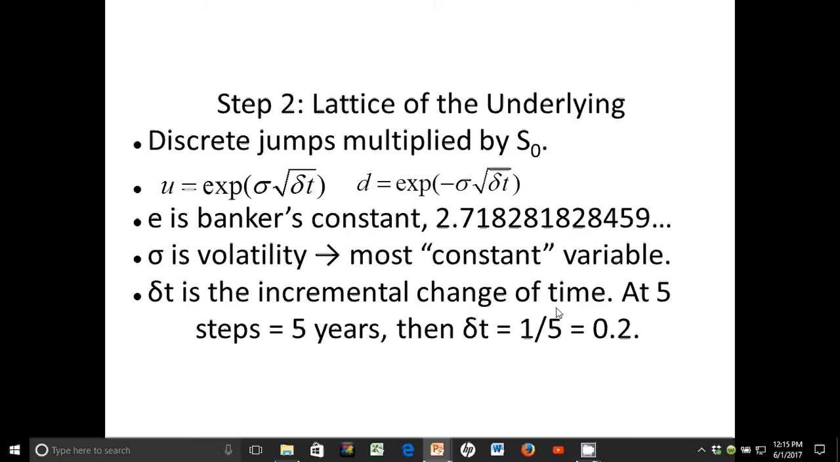The formulas for the up jump and the down jump derived from stochastic math are shown here. Note that the value of e, the base of natural logarithms, raised to a power, may be expressed as e to the sigma times square root of delta t, or in the paper as exp sigma square root delta t. Sigma is the volatility variable, and it changes the least or not at all unless the parameters of the entire project change. Delta t is the incremental time steps in the project. Our project has the simplest time steps at 1 year in a 5-year project, so delta t is 1/5 or 0.2.